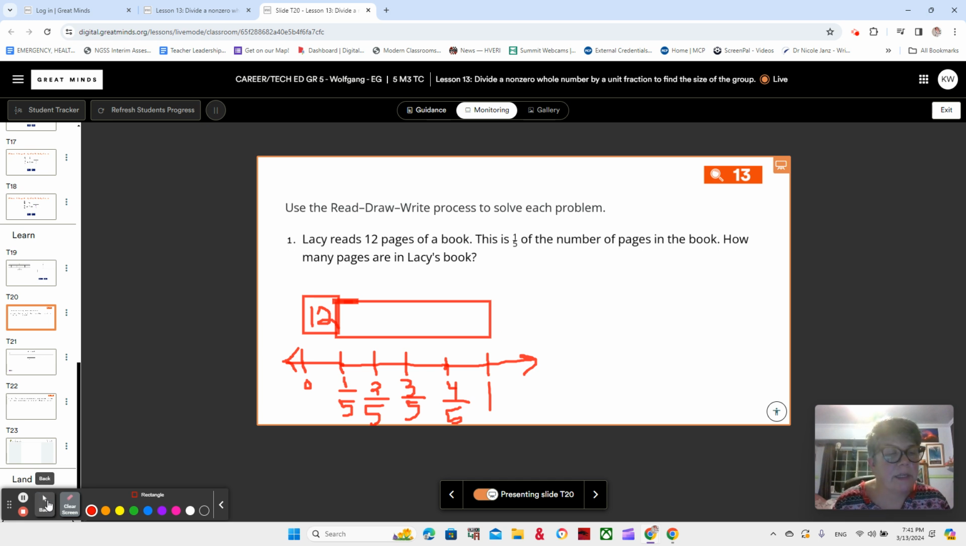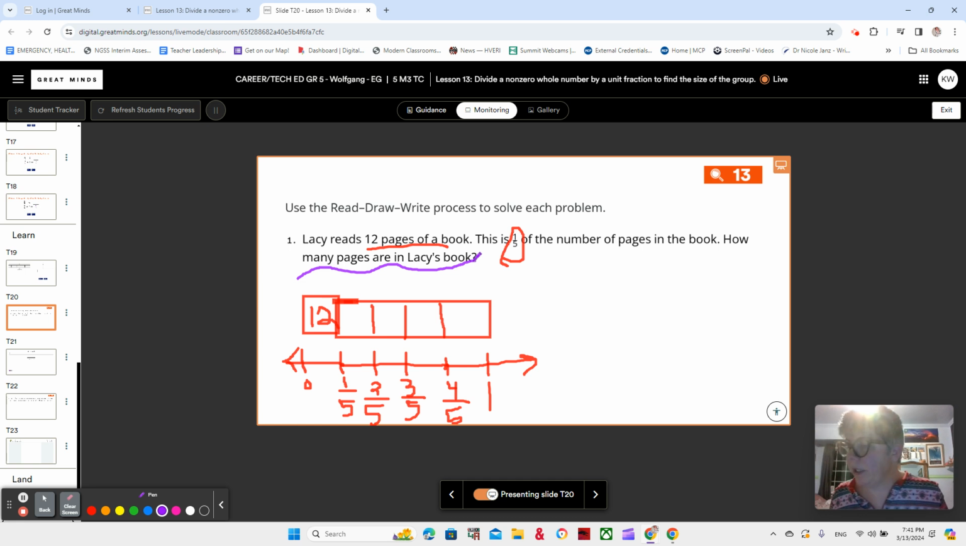Let's draw some parts in our tape diagram. There's 2/5, 3/5, 4/5. Okay, very good. Now we have all of our fifths to represent the pages of the book, and we have our 5 parts. Why do we draw 5 parts again? Because 1/5 represents 12 pages, what Lacey already read. And the question is, how many pages are in the whole book? Okay, nice. You see how it's coming together?